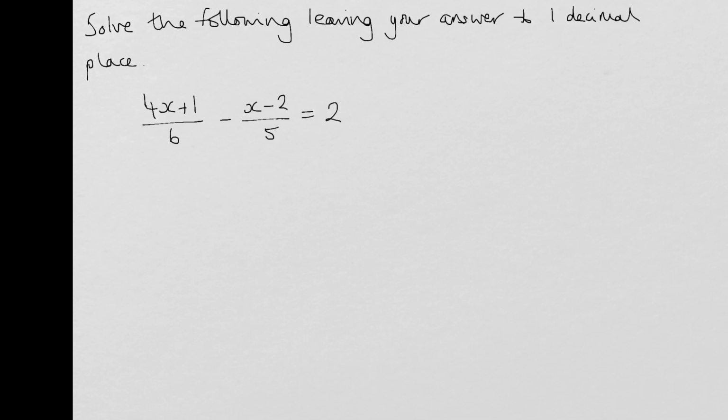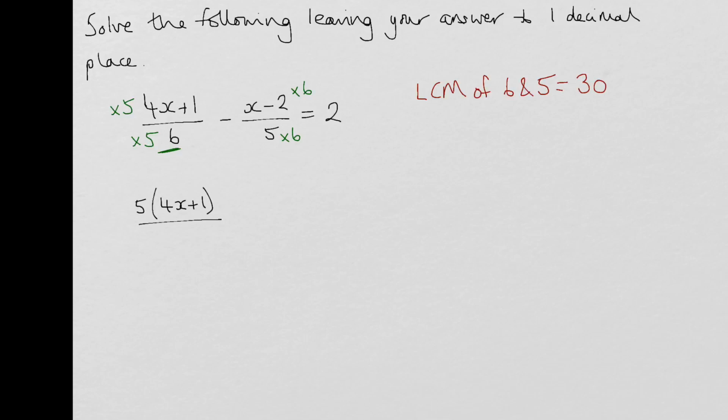So first things first, I've got a denominator of 6 and 5. So the lowest common multiple of 6 and 5 is in fact just going to be 30. So as though I'd multiplied those two numbers together, and that makes multiplying them quite easy. So here I've got to times this by 5 to get my denominator to be 30. And here I've got to times this by 6 to get my denominator to be 30. So writing that out, 5 brackets, 4x plus 1 all over 30, take away 6 bracket, x minus 2, again all over 30 is equal to 2.